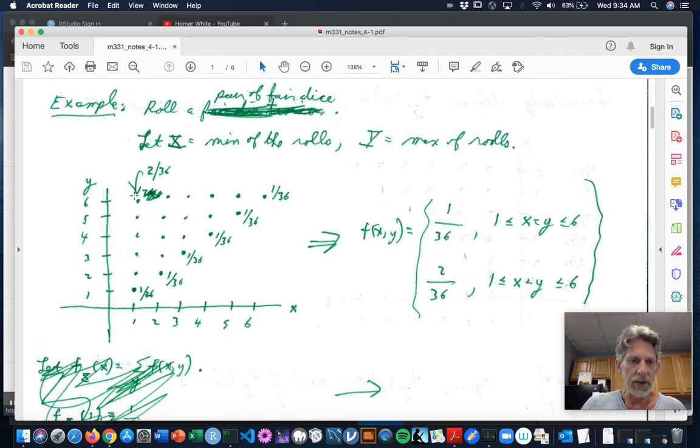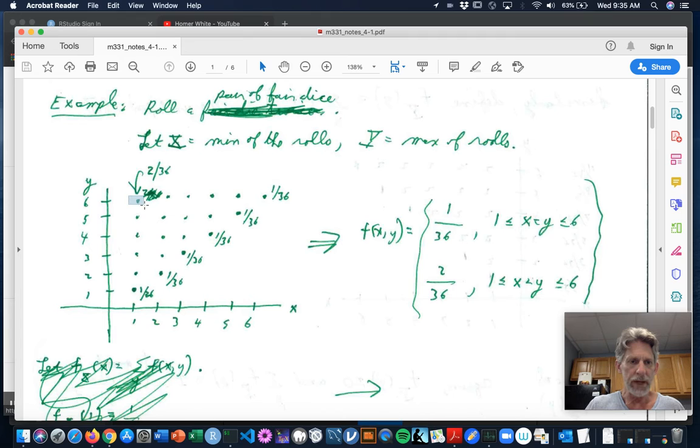Okay, now there's some other points in the sample space, like here, in here, and so on, where the maximum roll was bigger than the minimum roll. Okay, and we need to find the f values for them.